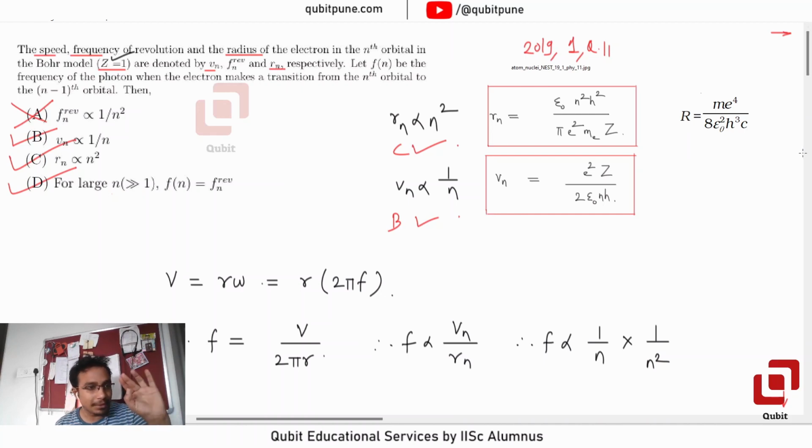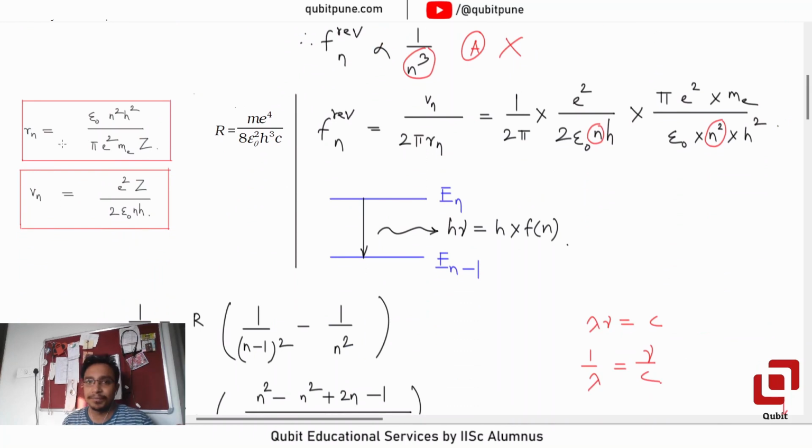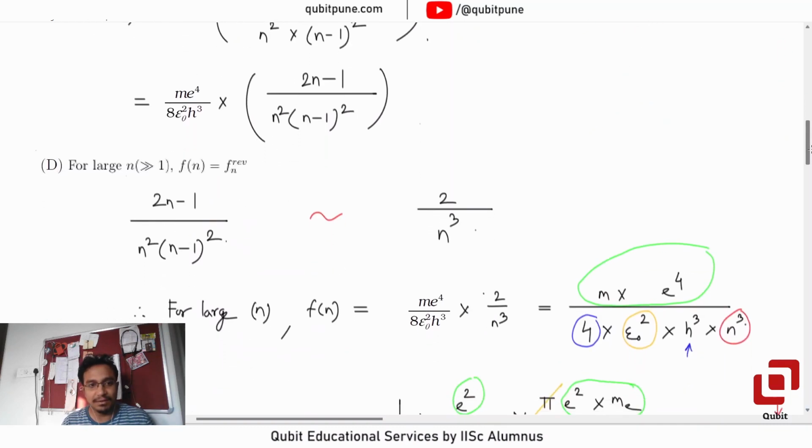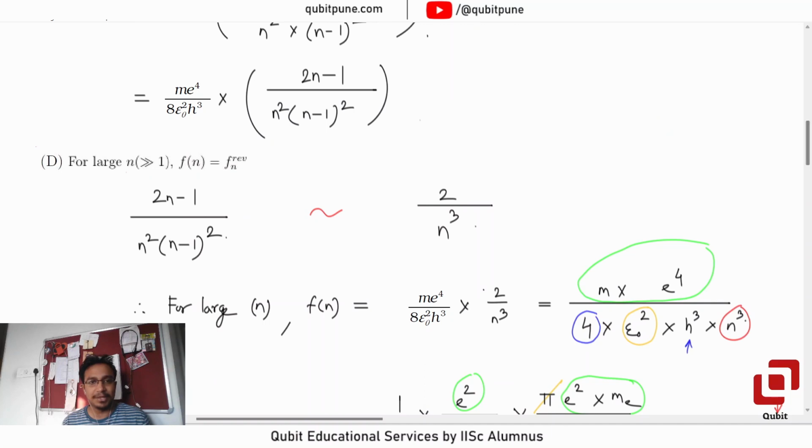Now look, although option A did not turn out to be right, it actually formed the basis of the solution for option D. Because if we are saying that f of n is equal to f rev n, we have to compare both the expressions. And how did we find f rev n? We found it out by using the formulae for Vn and R. Got it? And we also had to know the formula for Rydberg's constant in order to find the expression for f of n, and then we suddenly switched to limits. We argued that both these expressions, or both these functions rather, are asymptotically similar.